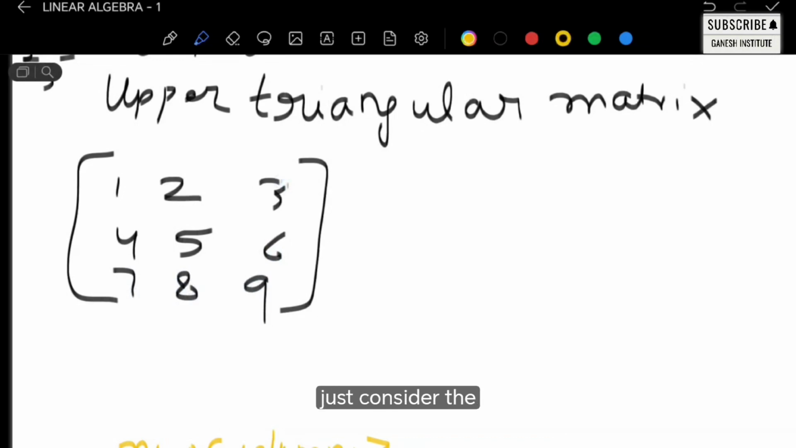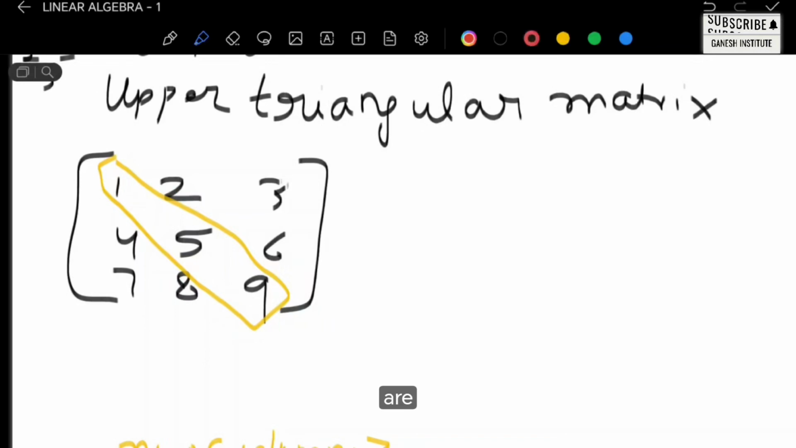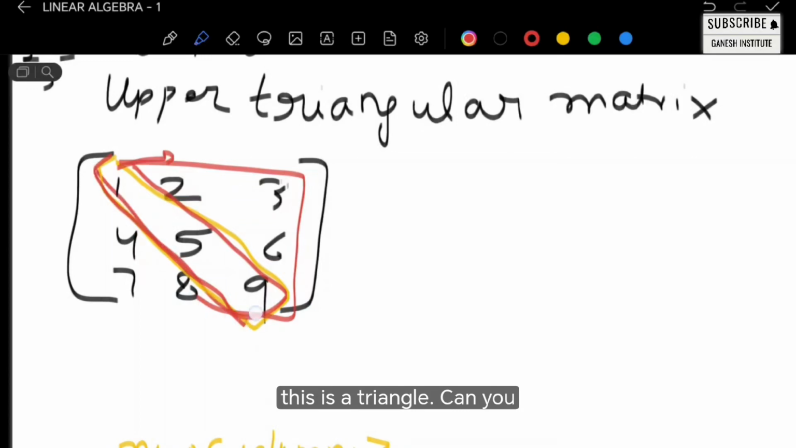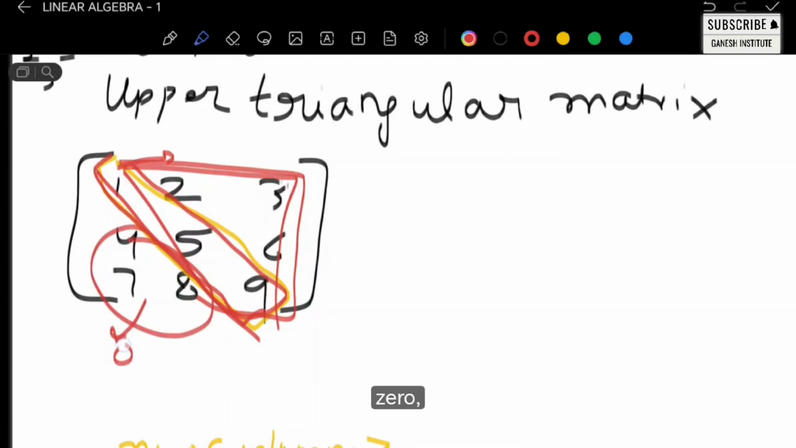Just consider the diagonal one. Okay. So in an upper triangular matrix, only the elements present including the diagonal and above it are kept. So this is a triangle. Can you see? This one is a triangle. I need these elements, rest all have to be 0.